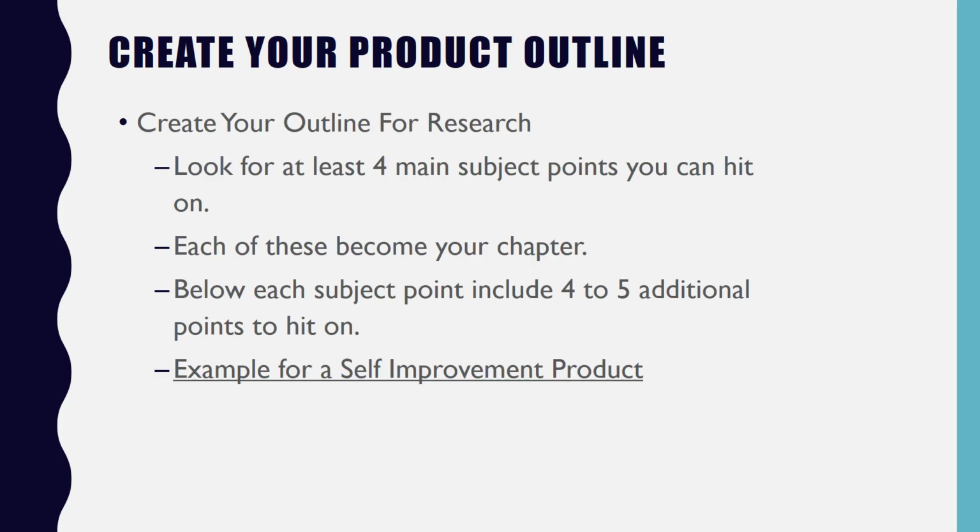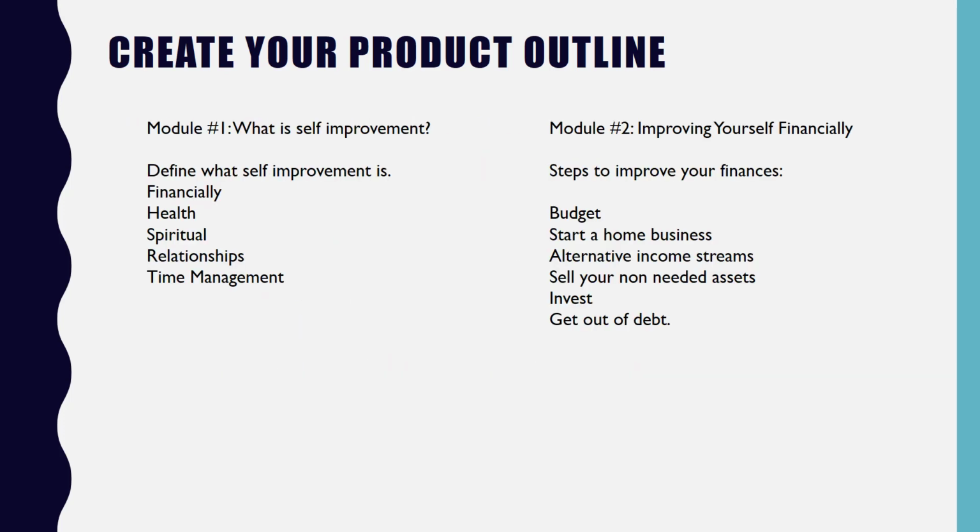And here's a great example of how this works for a self-improvement product that you can actually implement. So the first part is module number 1. This is where I went over what is self-improvement. I always start with an introduction, as you guys saw actually with my product. So module number 1 or chapter 1 or video number 1, we would cover the topic of what is self-improvement. It's in this section that I would define what self-improvement is, and then I'm going to identify the 4 to 5 main subject points that I'm going to hit on. These subject points are going to eventually become our chapters or our video lessons that you see here.